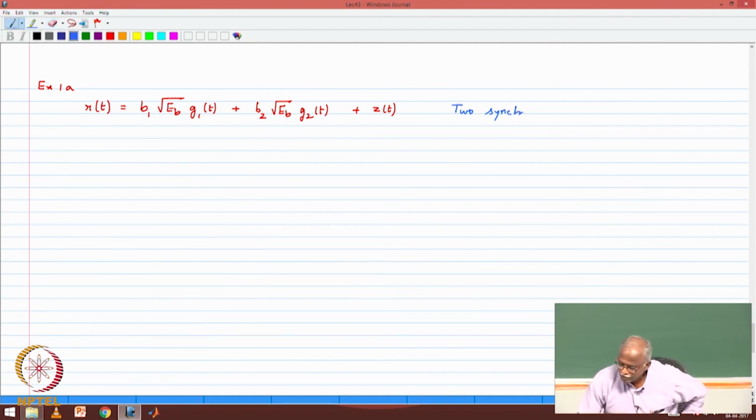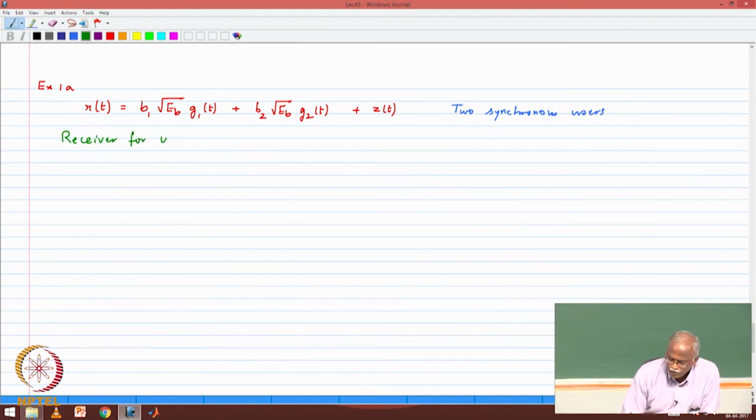Okay, synchronous users. Now, very important, it could be any number. We have just taken a simple case of more than 1, and now please pay very close attention. So what is the optimum receiver for user 1? For user 1 we say that okay, matched filter is all I know. Is that the right thing to do in the context of this environment? Let's take a look and see.